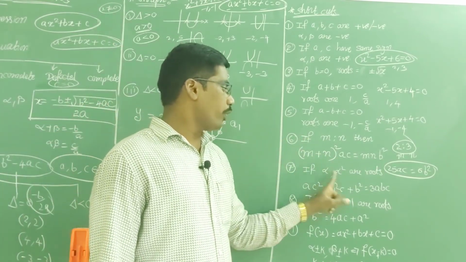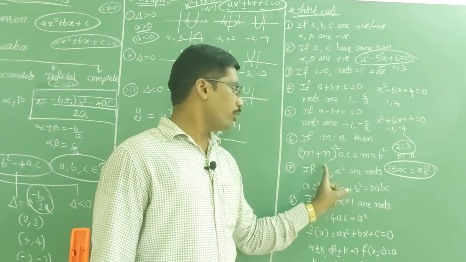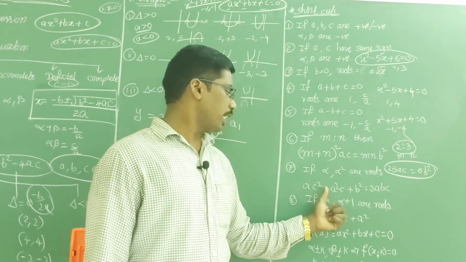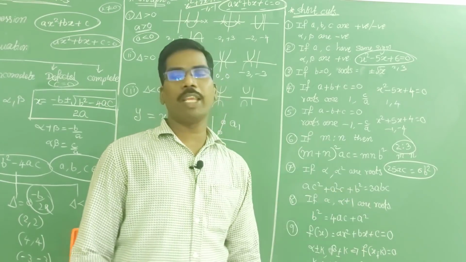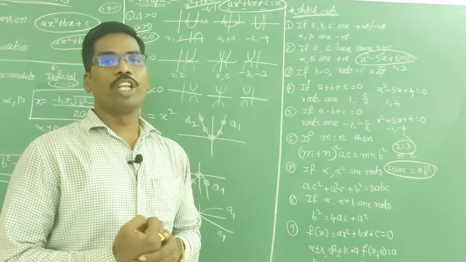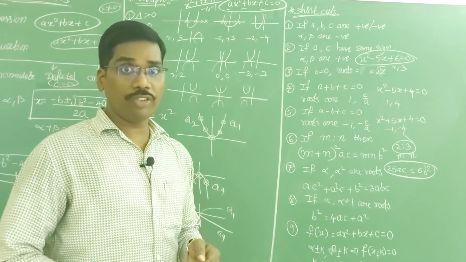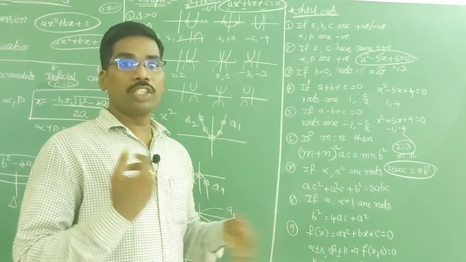If one root is the square of the other, then the condition is a into c square plus a square into c plus b square is equal to 3abc. This is also very important, remember. If one root is 2 and another root is 4, if one root is 5 and another root is 25, then what will be the condition? Then what will be the shortcut?